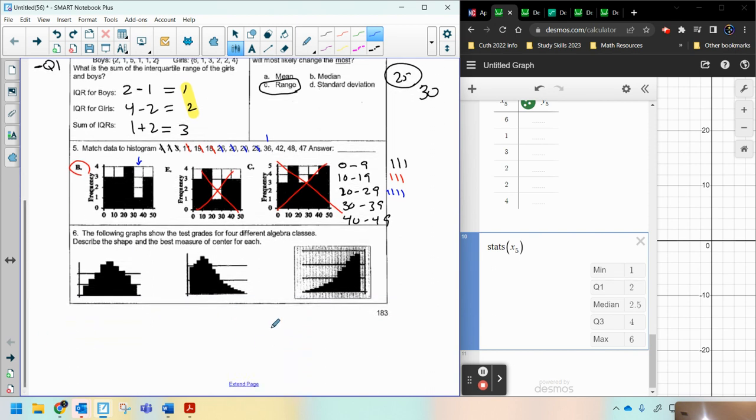Number 6. All right. What do they want to know in number 6? Describe the shape and best measure of center. Well, this looks like it's symmetric. And the best measure of center for symmetric is going to be the mean. Okay, because we have no outliers.